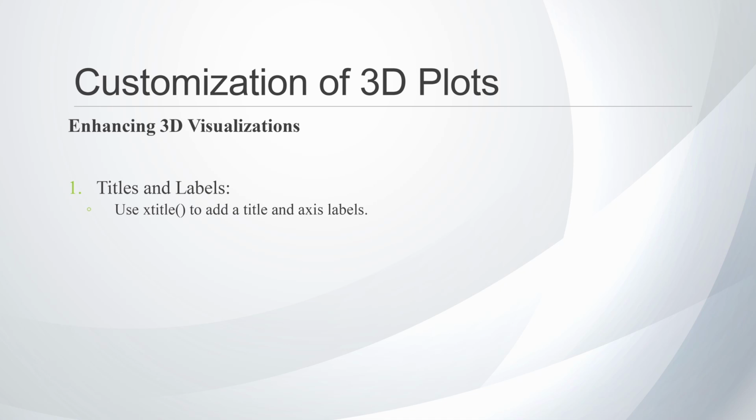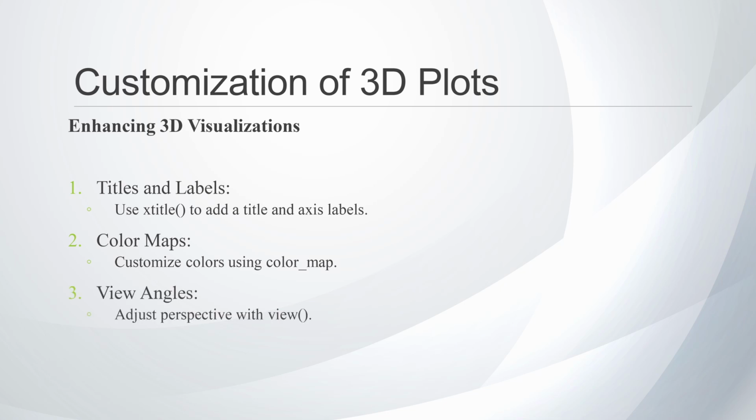The xtitle command helps add a title and label the X, Y, and Z axes for better understanding. To make the plot more visually appealing, we can use the colormap function to customize colors. Lastly, we can change the viewing angle using the view command to look at the 3D plot from different perspectives.